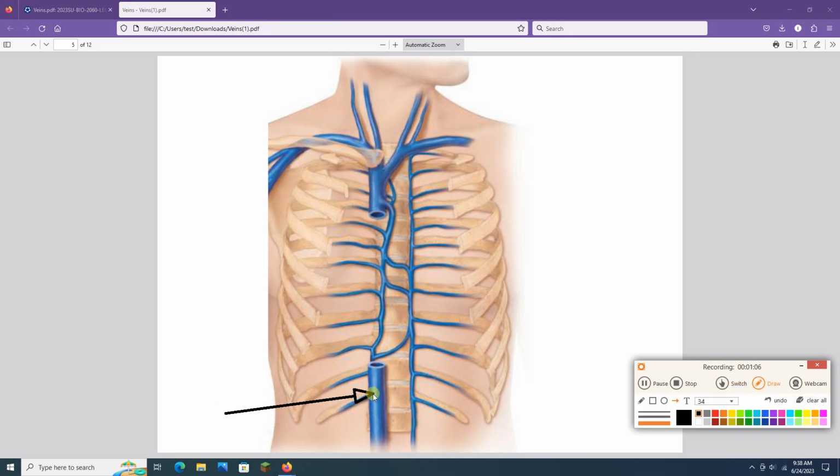So here I have my inferior vena cava. Here I have my superior vena cava. And we've removed the heart here. We can see the back of the thoracic cavity. And what I can see here are a lot of posterior intercostal veins. And my posterior intercostal veins are draining into a pair of veins.